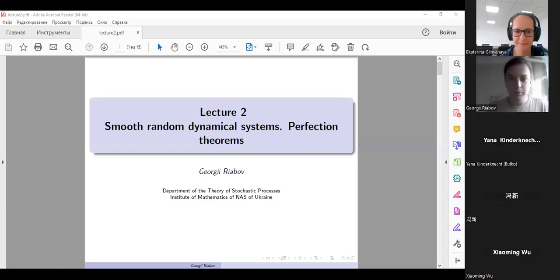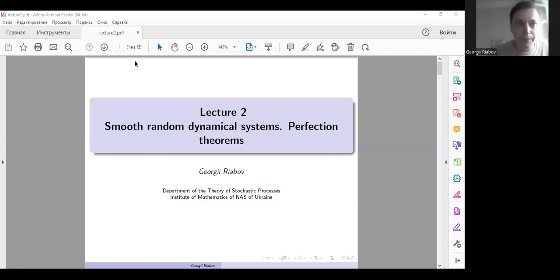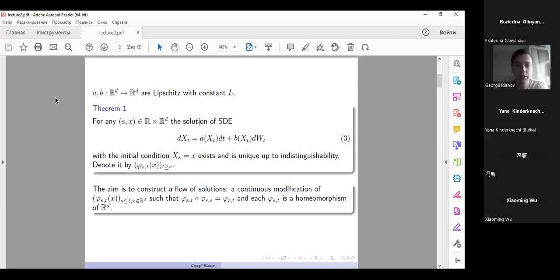During this lecture, we will finish our program from yesterday, when we looked at flows of solutions to stochastic differential equations, and also we will introduce the notion of a random dynamical system, and look how it relates to the flow of solutions of a stochastic differential equation.